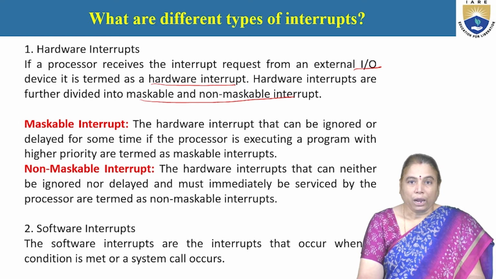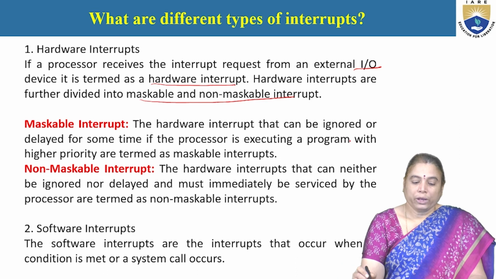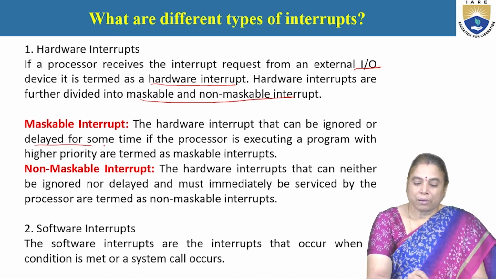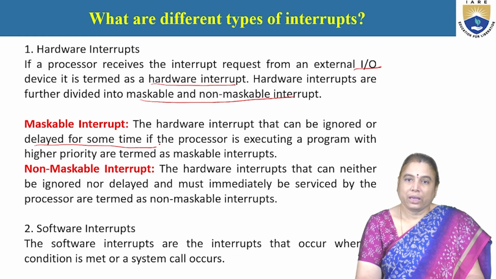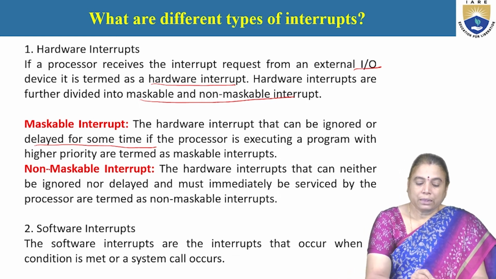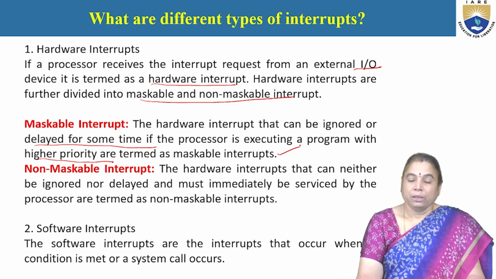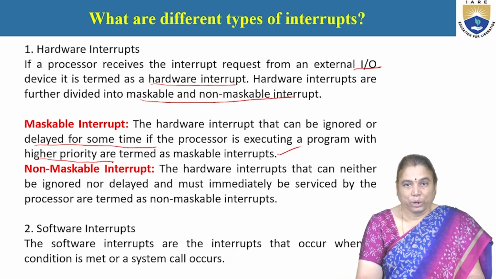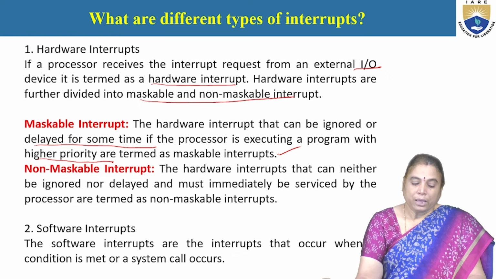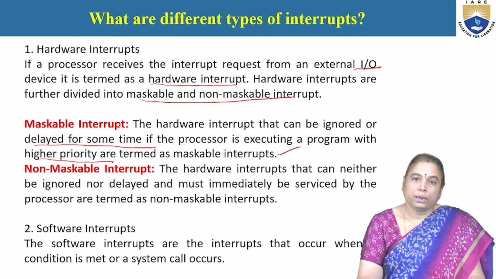What is maskable interrupt? The hardware interrupt that can be ignored or delayed for some time if the processor is executing a program with higher priority is termed as maskable interrupt. When the processor is executing a higher priority program and during that time an interrupt is raised, it can be ignored or it can be delayed for some time. That type of interrupts are called maskable interrupts.